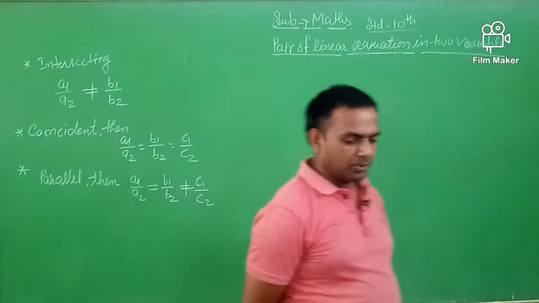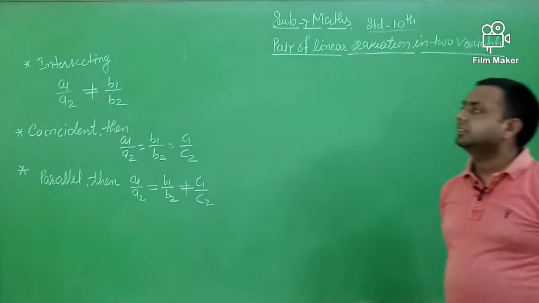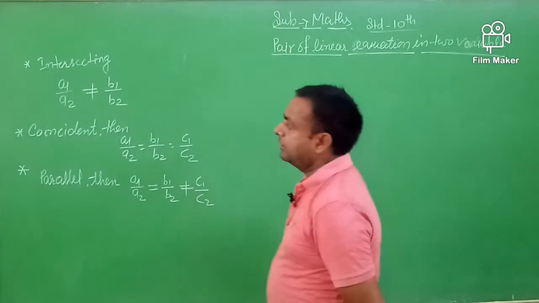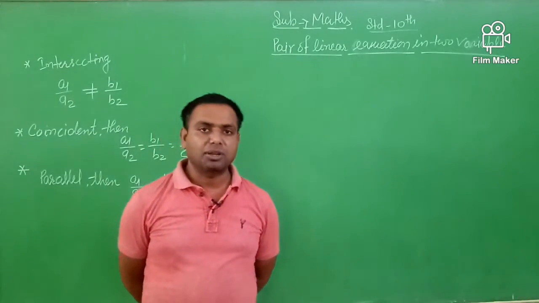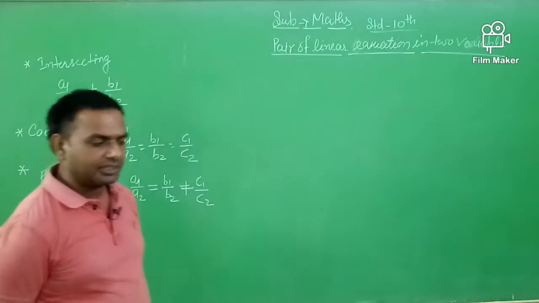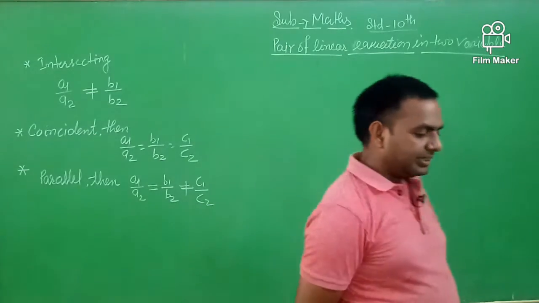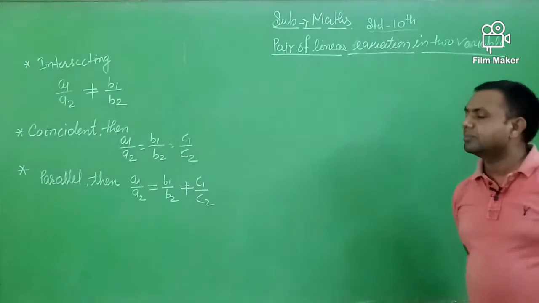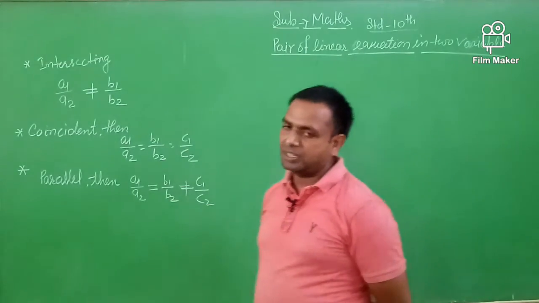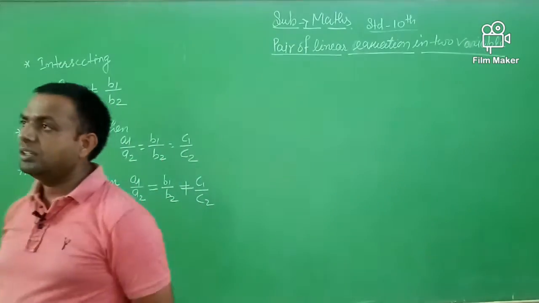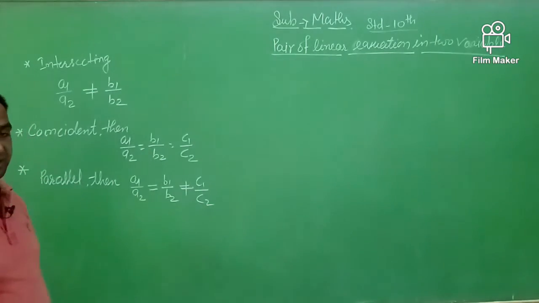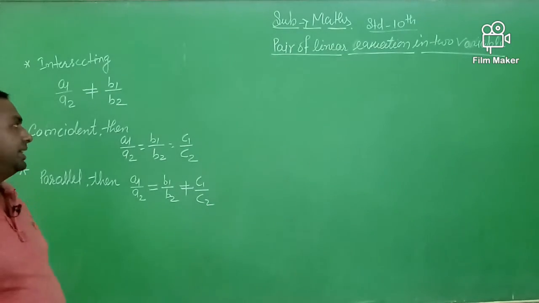In the last lecture, we talked about linear equations in two variables, and yesterday we solved some problems. Today we are talking about the solutions of the problems. In the previous lecture, we talked about the solving methods of linear equations. The first method is the graphical method, the second is the substitution method, the third is the elimination method, and the fourth is the cross multiplication method. After that, we are going to see how we can find the solution of a linear equation in two variables.